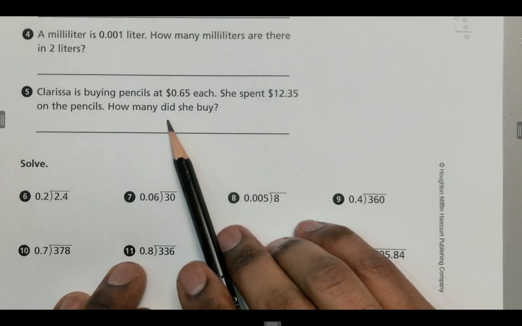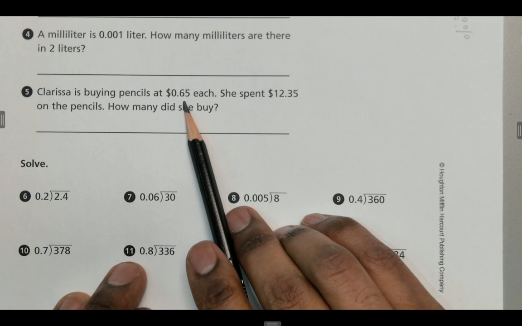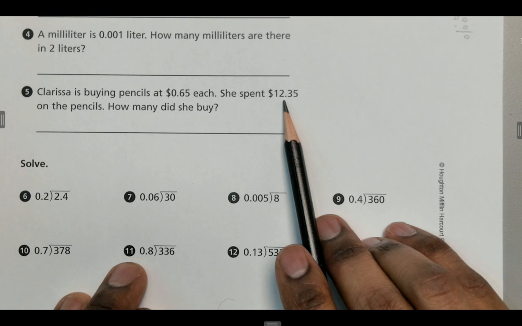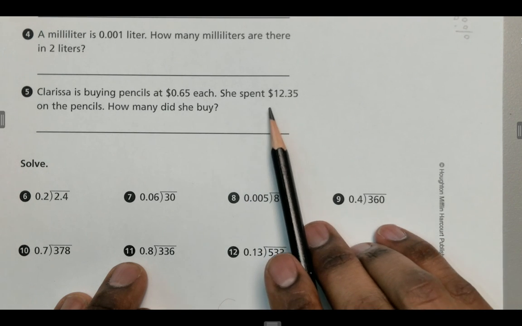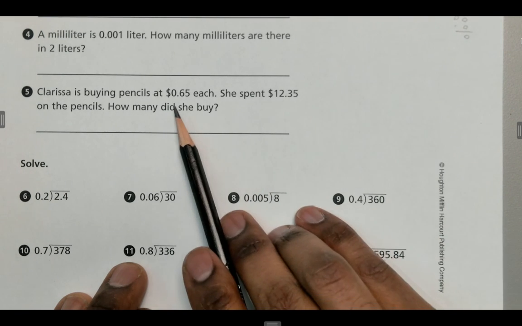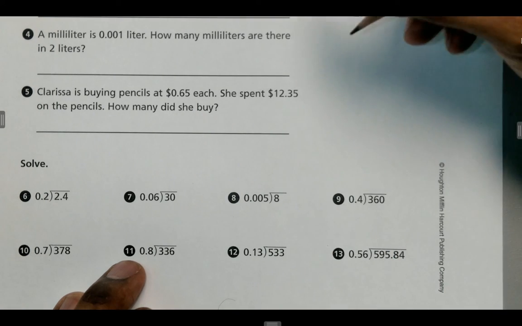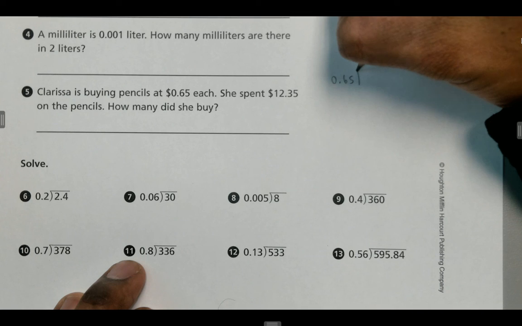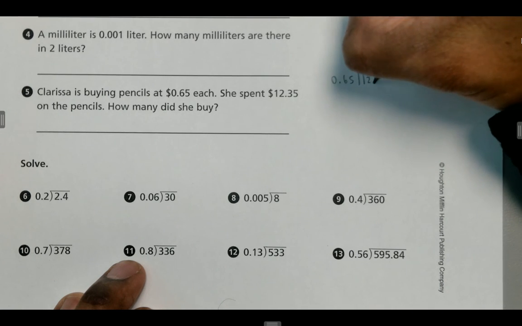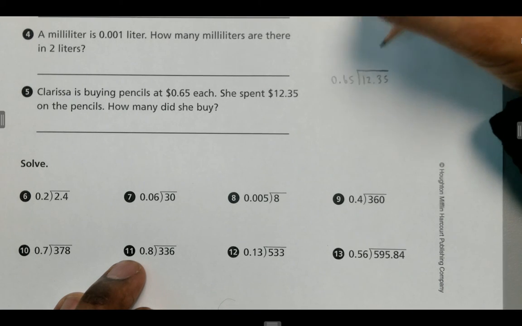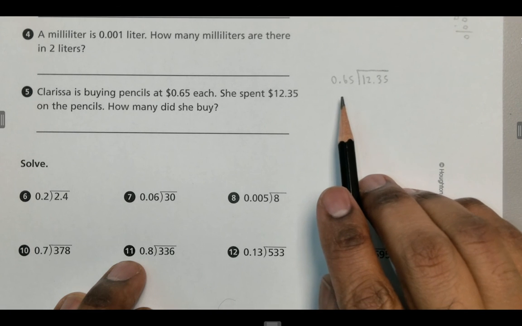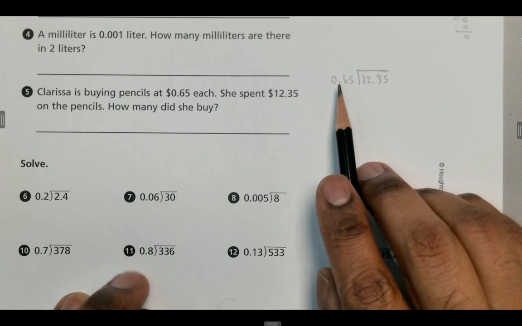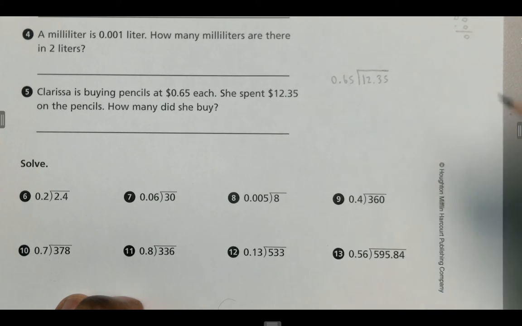Number 5, Clarissa is buying pencils at 65 cents each. She spent $12.35 on the pencils. How many did she buy? Let's take the total amount she spent and divide it by the cost of each pencil. Looking at the divisor, which has a decimal point in it, how many places do we need to push the decimal point to clear it out? Whoop, whoop. 2 pushes.